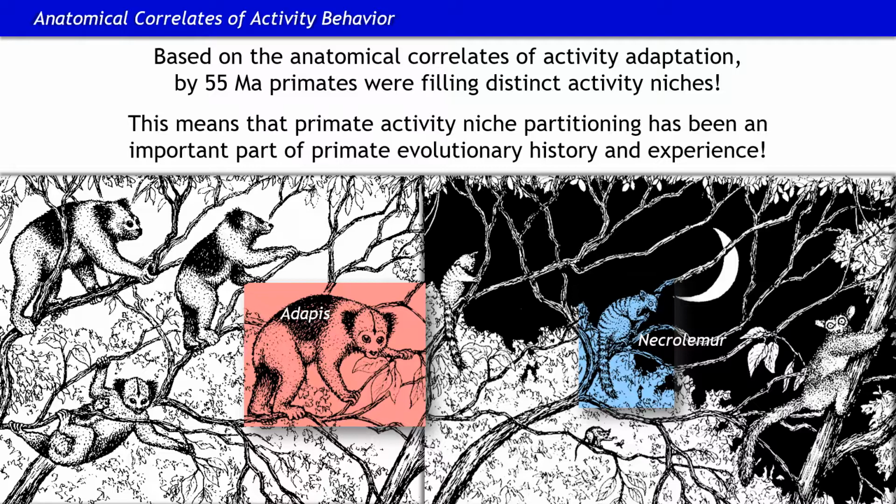Based on the anatomical correlates of activity adaptation, by 55 million years ago, primates were filling distinct activity niches. This means that primate activity niche partitioning has been an important part of primate evolutionary history and experience.